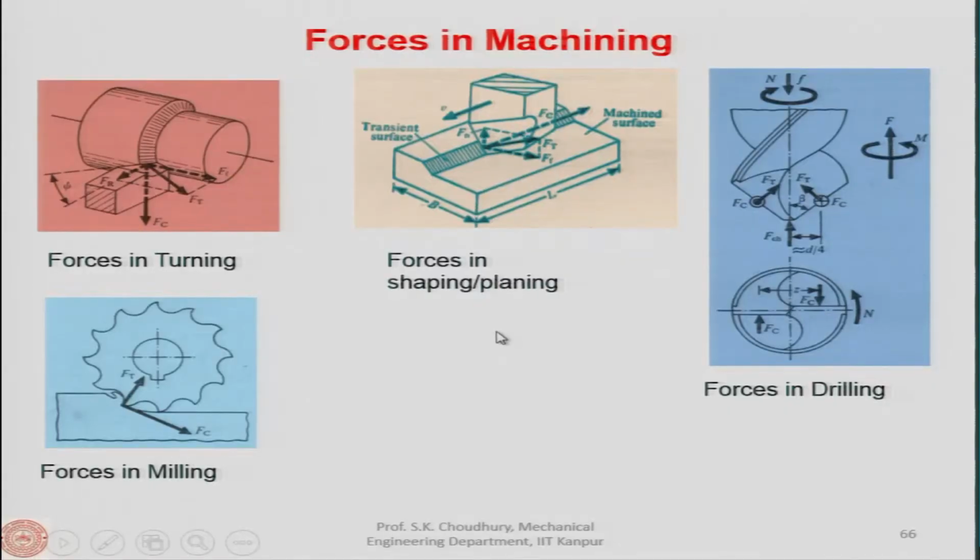All right. Now, let us see forces in machining. Here I have already shown you the turning, we are summing up here. In shaping and planing it is like this, in milling it is the total tangential force, and in drilling, as I just showed you, this is the thrust and the torque. Torque is given by Fc and the thrust is given by Ft.